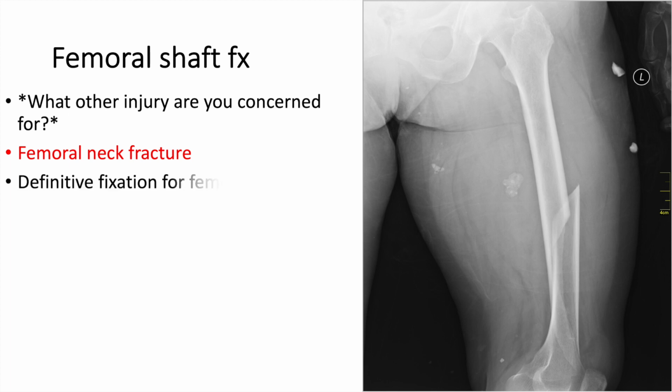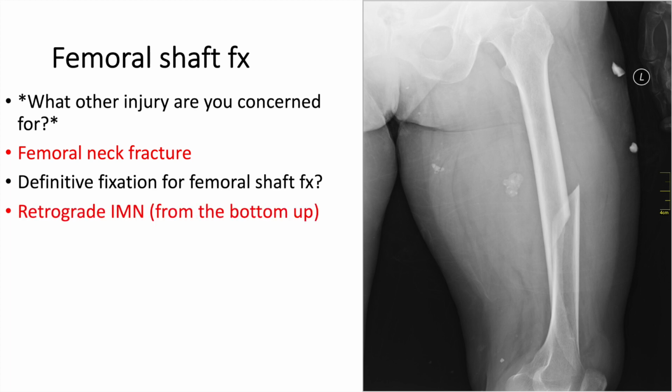And so what's your definitive fixation for the femoral shaft? You can do a retrograde intramedullary nail, and this will be going from the bottom up. There's more questions I could have asked you. I didn't on the entry point for the intramedullary nail when you're going retrograde, but you can look those up.